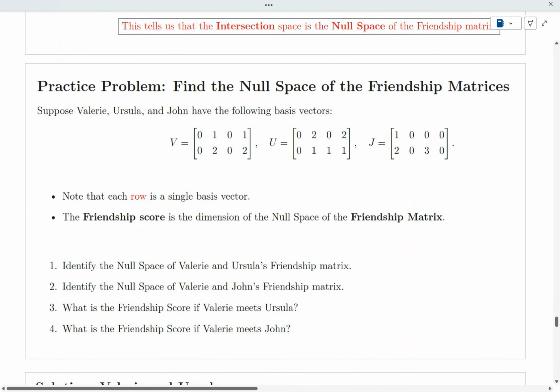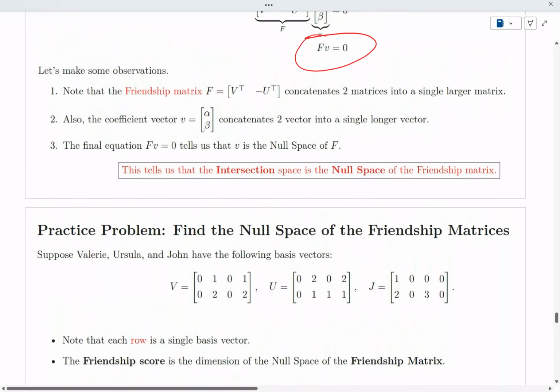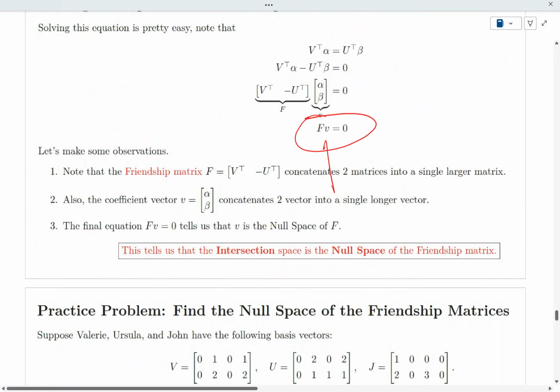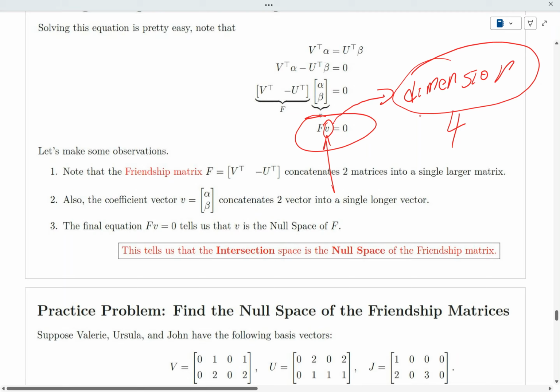All right, let's practice this problem. Let's suppose we have Valerie, Ursula, and John. They all have different spaces. By the way, after you find V, it has some kind of space. You then look at the rank, the dimension. If the dimension is 2, that's not as much, but if the dimension is 4, then two people have a much, much bigger space. So the dimension tells you the size of commonality.